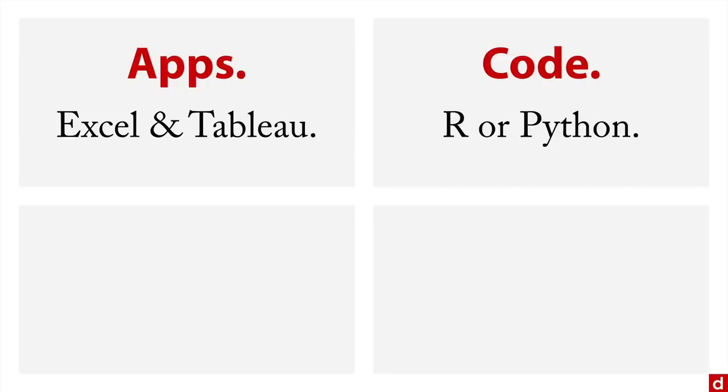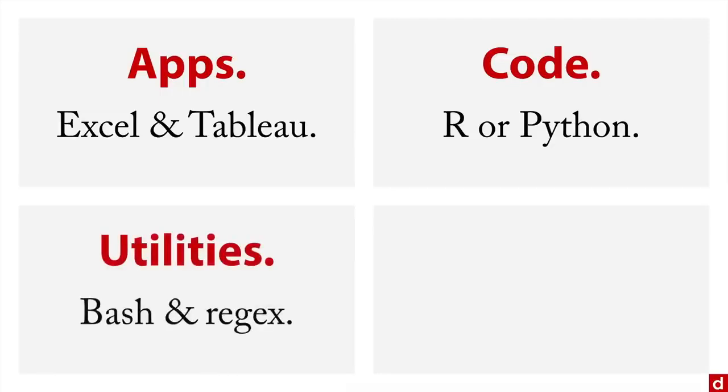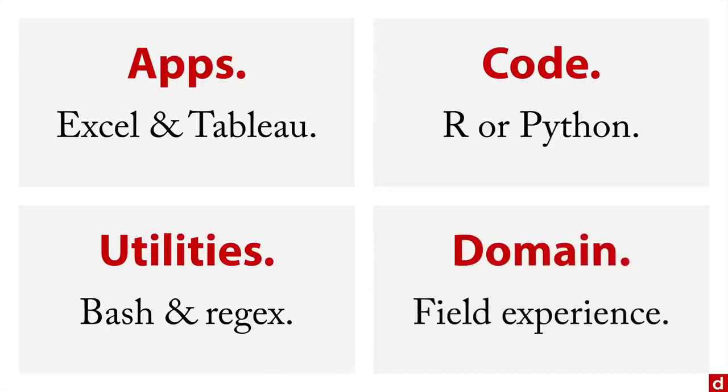In terms of utilities, it's a great idea to learn how to work with Bash, the command line utility, and to use regular expressions or regex. You can actually use those in lots and lots of programs, and so they can have a very wide application. And then finally, data science requires some kind of domain expertise. You're going to need some sort of field experience or intimate understanding of a particular domain and the challenges that come up and what constitutes workable answers and the kind of data that's available.